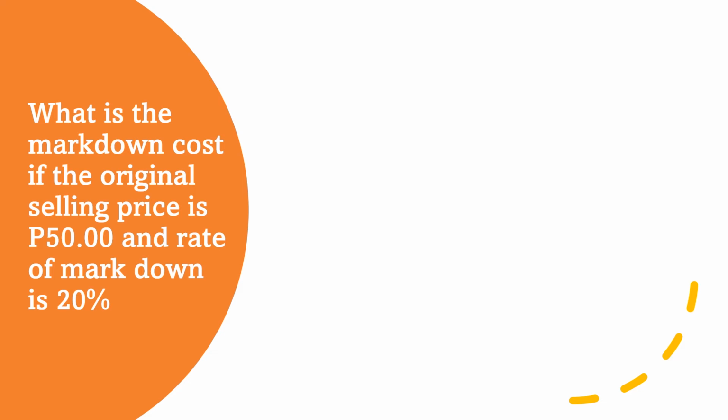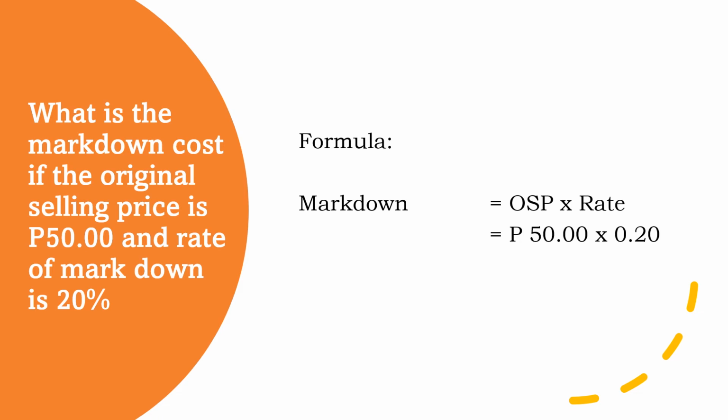Another solving scenario about markdown is, what is the markdown cost if the original selling price is 50 pesos and the rate of markdown is 20%? So the formula to be used is markdown is equal to original selling price times rate of markdown. So substitute the original selling price, 50 pesos, and the rate of markdown, 20%. So the markdown cost is 10 pesos.